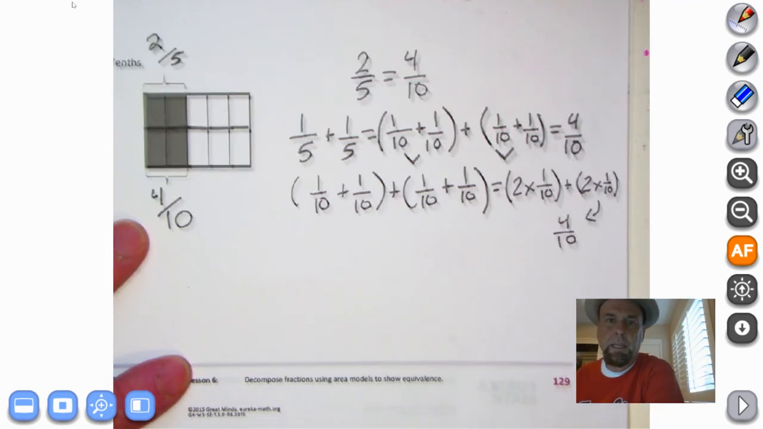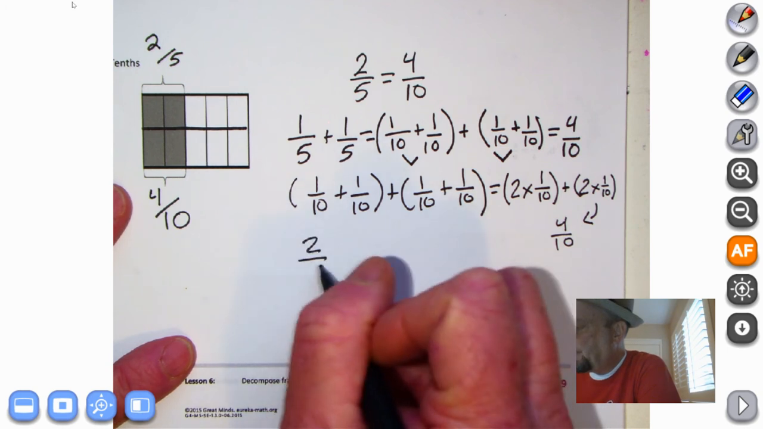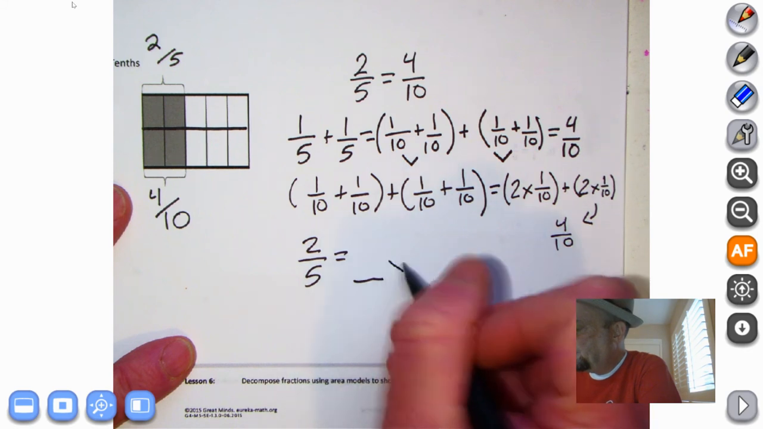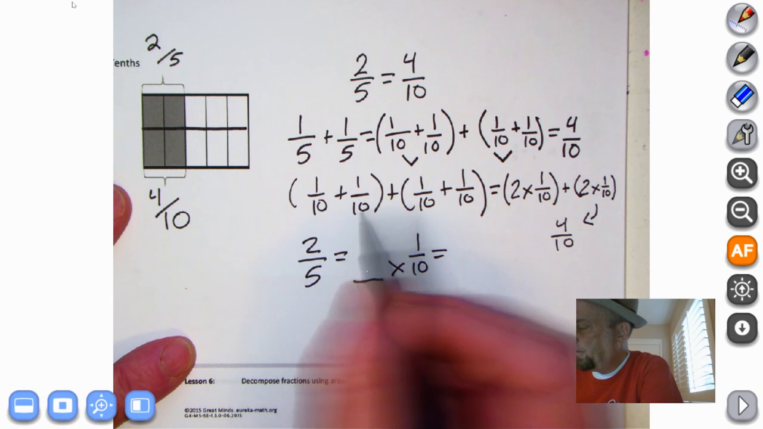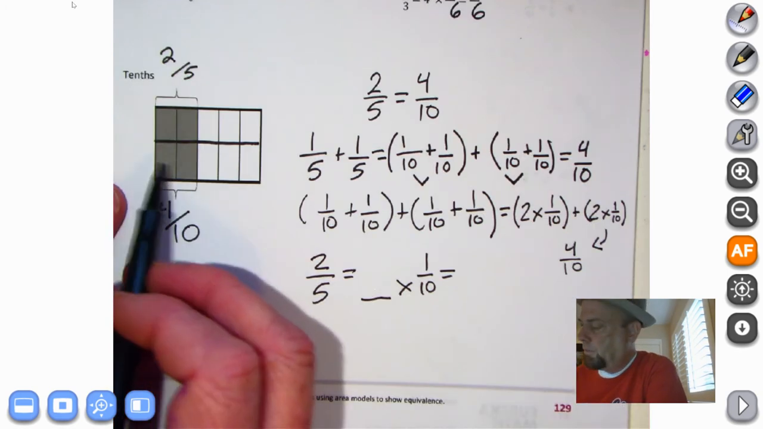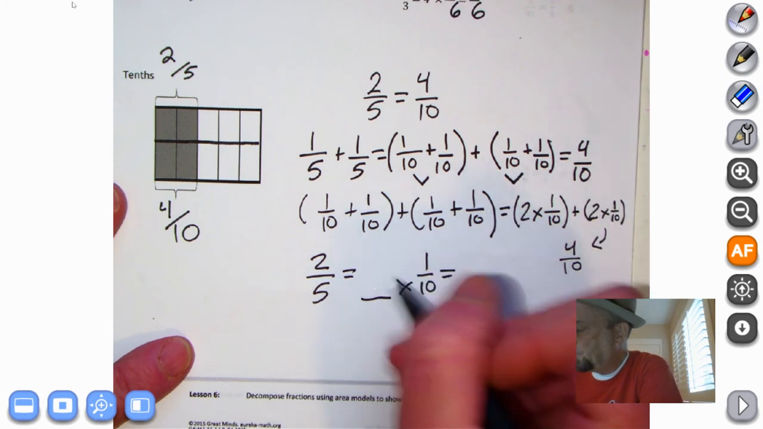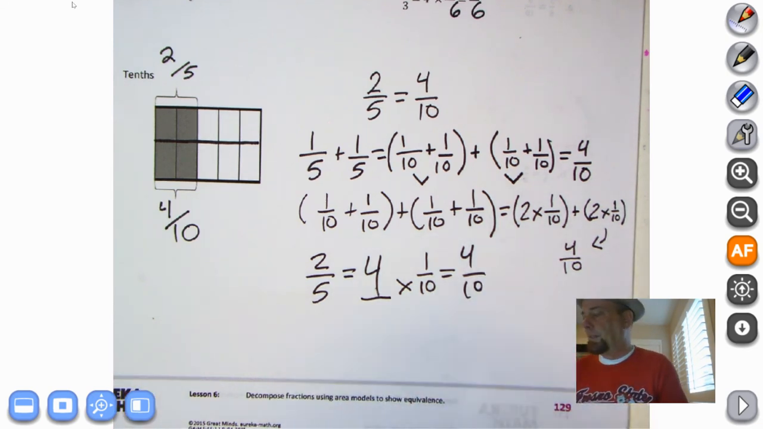Wow, that's a lot of numbers. And then finally, we just do our multiplication where I say 2/5 equals blank times 1/10. Well, I know there's 1, 2, 3, 4 1/10 there. There's 1, 2, 3, 4, 4 1/10 there. 1, 2, 3, 4, 4 1/10 right there. So our number's got to be 4. That's going to equal 4/10 because if we do 4 times 1/10, we get 4/10.